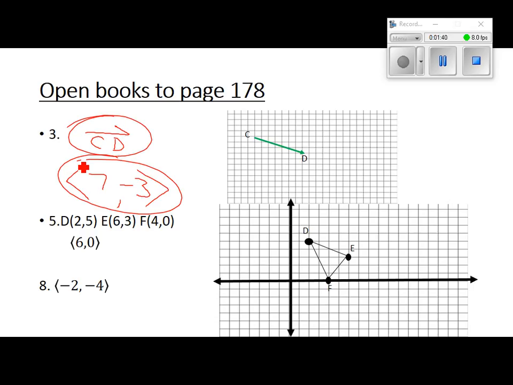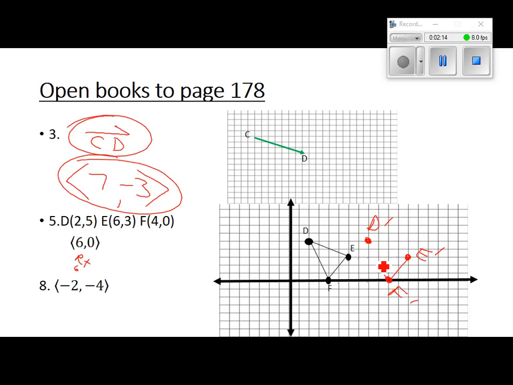Next one, I already graphed this triangle. This vector tells us to do what to it? 2 over 6. Right 6 and up or down? None. So we just go right 6. 1, 2, 3, 4, 5, 6. What's this point get labeled? D prime. Good. D prime. 1, 2, 3, 4, 5, 6. That point? E prime. 1, 2, 3, 4, 5, 6. And that one? F prime.